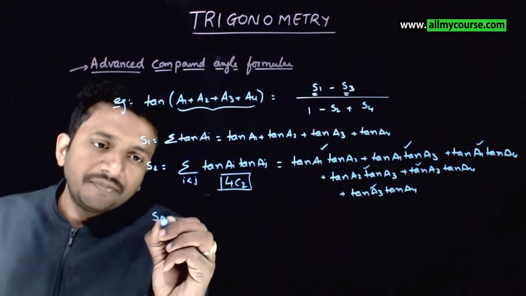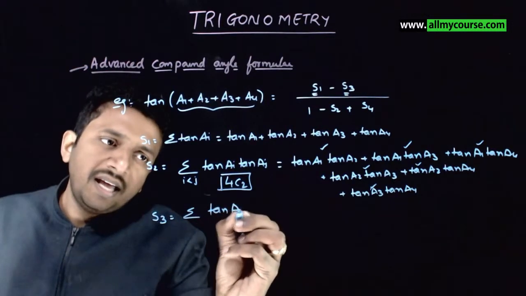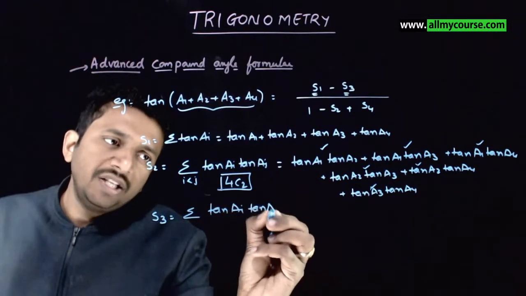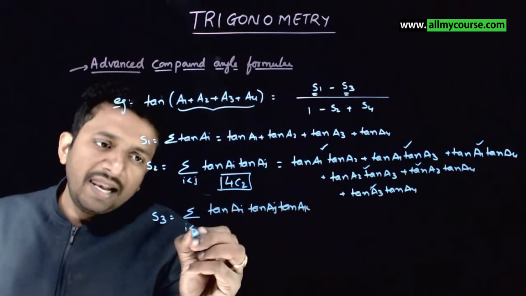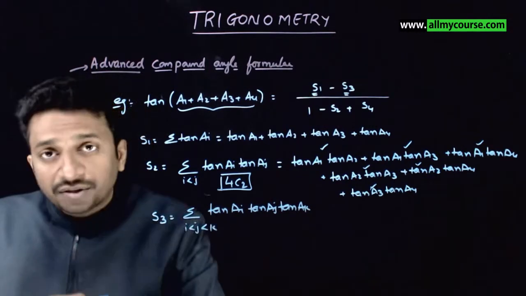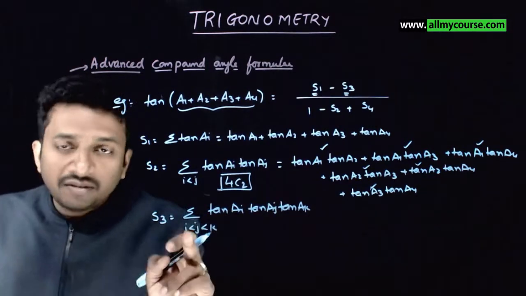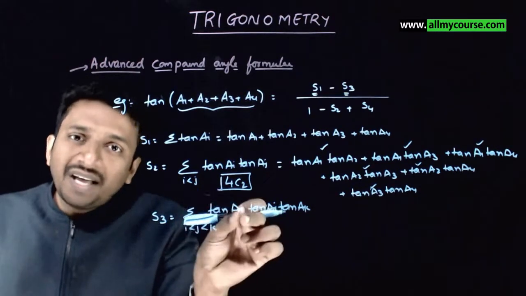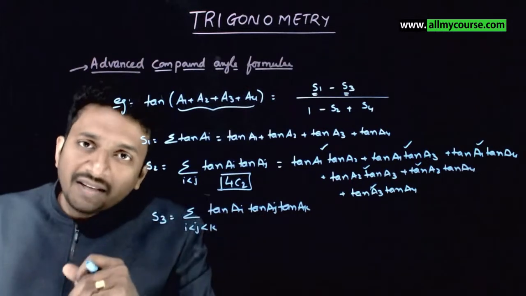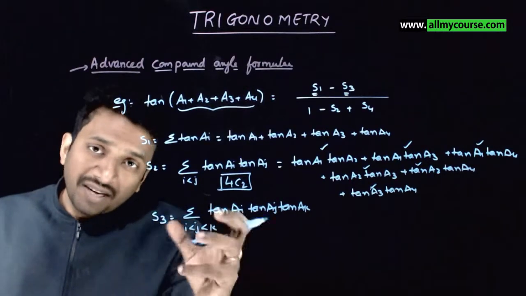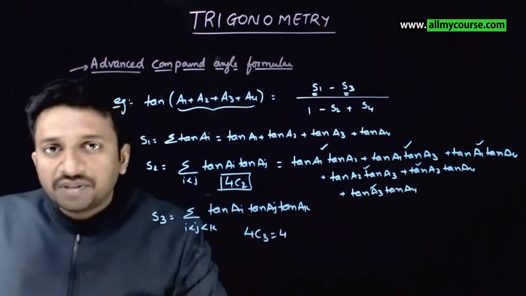Similarly, S3 is nothing but sigma tan AI tan AJ tan AK, where I less than j less than k. Here also, that means you fix the order of I, j and k. So you cannot take different arrangements of I, j, k. So out of 4 angles, you're taking 3 angles. So the number of ways in which you get different terms is nothing but 4C3. That is equal to, you get 4 terms.